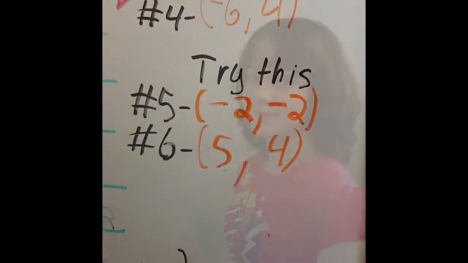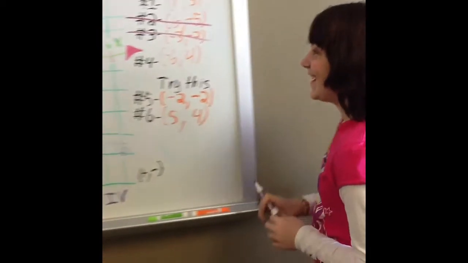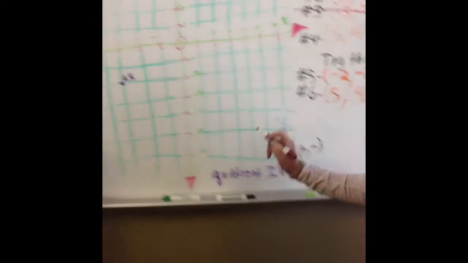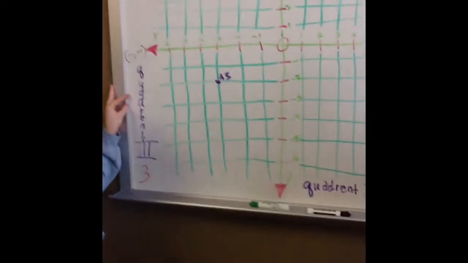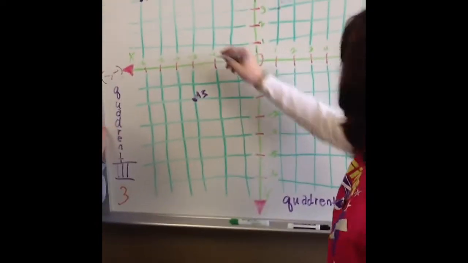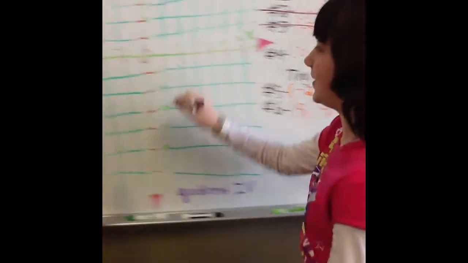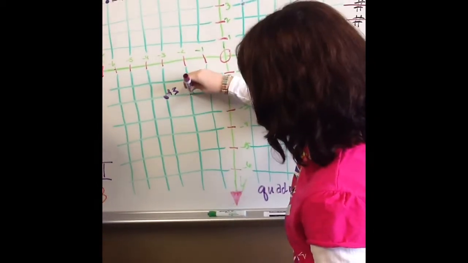So pause it. Allison, right now, please do number 5. You betcha, Anna. It's going to be a negative, negative, which means it's going to be in quadrant 3. So first we find negative 2, and then negative 2. So it'll be right here.